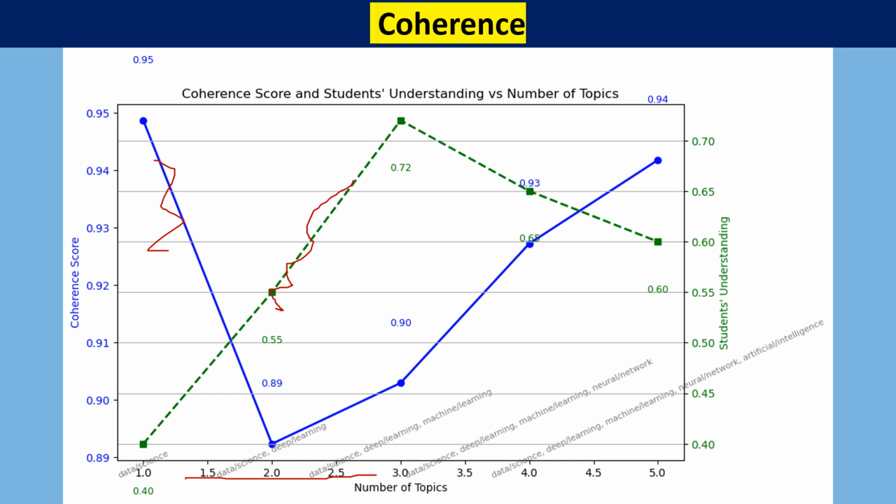So number one is too vague. Number two, if we go there, is better but still boring. Three topics make sense and are easy to understand. Four is okay, but maybe too much detail. And topic five is clear but could feel overwhelming.